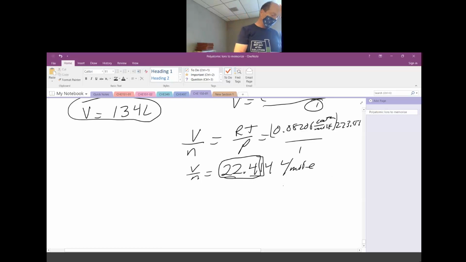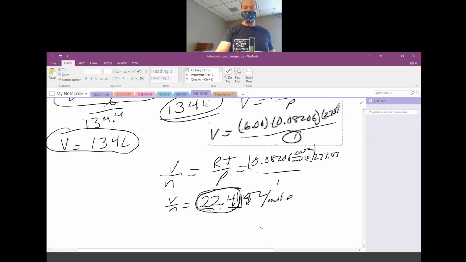Again, you just take your 0.08206 and multiply by 273.15, and you get 22.41, and then 4, 6, 8, 9. So usually you'll go with 3 sig figs, 22.4. That will get you the answer to any multiple choice problem.